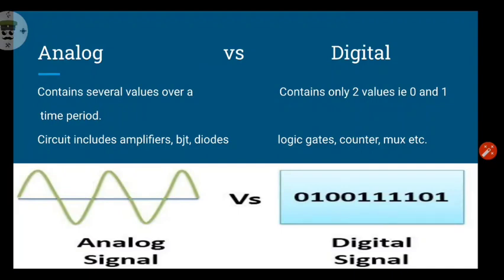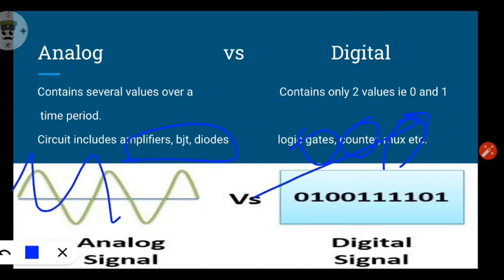Analog, as the name suggests, contains so many values at a particular time period, whereas the digital signal has only two values, 0 and 1. Analog signal contains analog circuits. To distinguish between the two, an analog circuit will have many amplifiers, BJTs and diodes, whereas a digital circuit has gates, logic gates, counters, muxes, etc. These are the digital components. Analog signal looks like this curvy wave, and our digital signal looks like a wave of 0 1 0 0 1 1 1 like this.